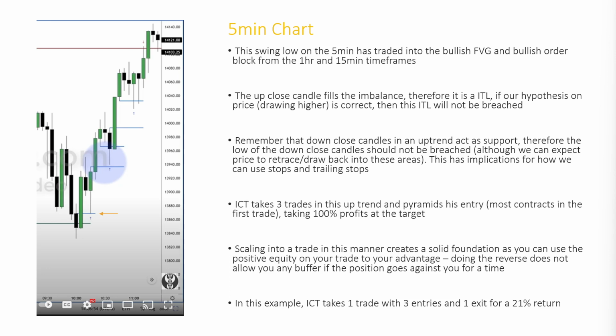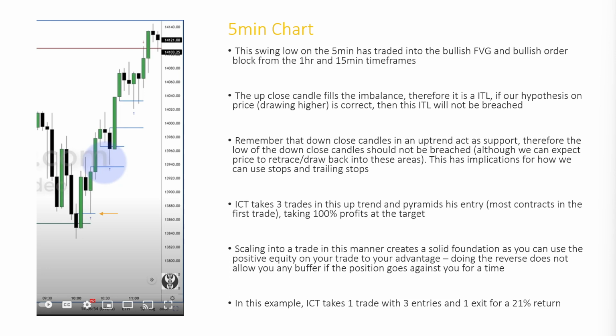So in this particular trade example, ICT takes 3 trades in total, and he actually pyramids his entry into the trade. He has the most contracts on his first trade, and the last trade, the third trade, is where he has the least number of contracts. And he takes 100% of his profits at his target. You can see those trades are denoted on that screenshot with the little blue arrows. They're his entries, and then the red arrow is his exit. So they're the candles that he gets in and out on.